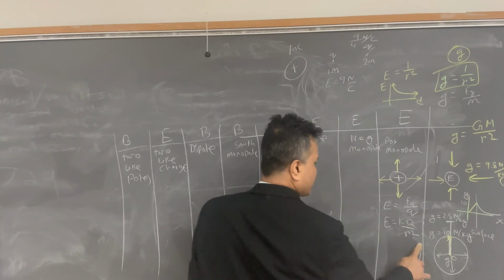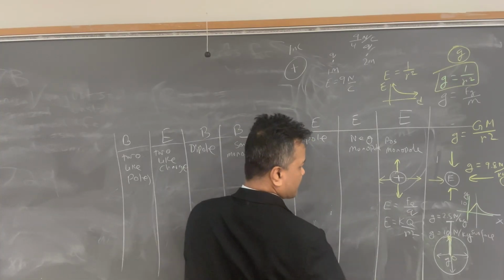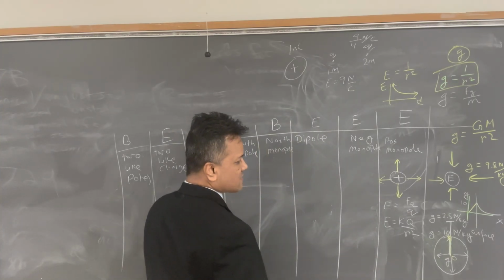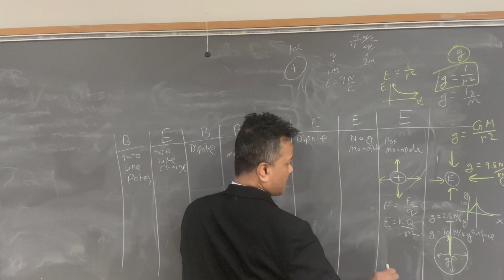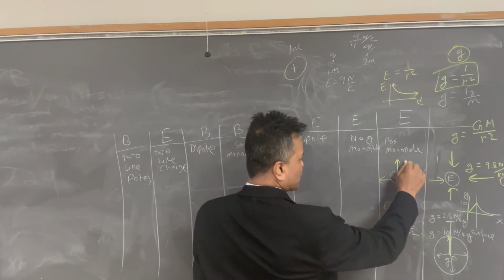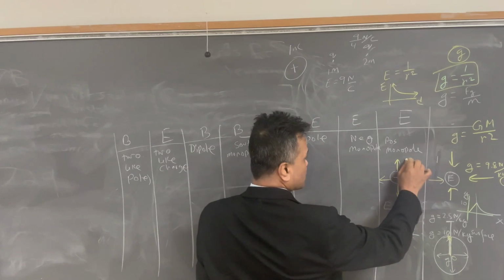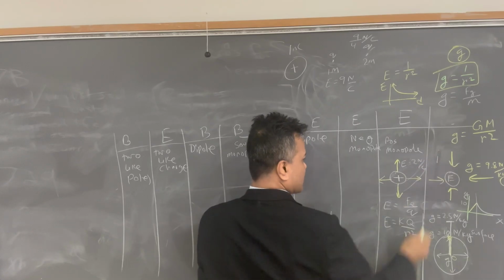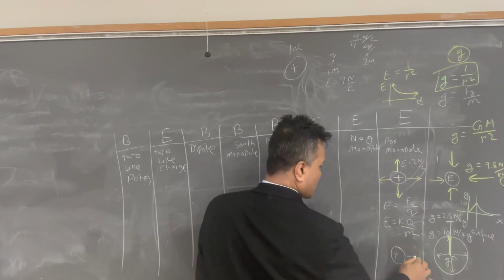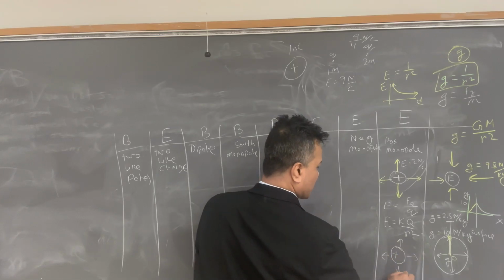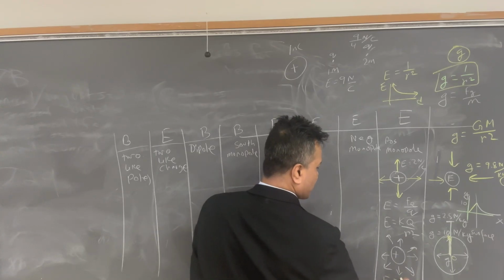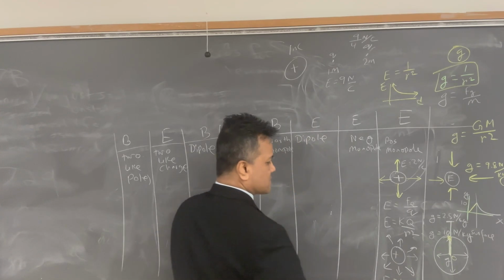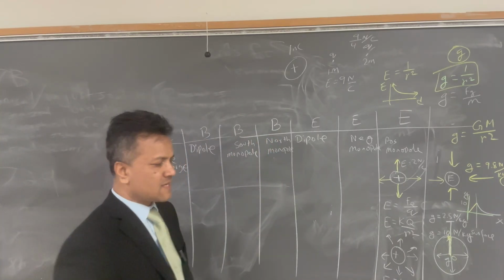Now, if you consider this one, let's consider this. If you have, say, this one is, for example, field is 2 Newton over Coulomb, then what is this one? 1, 2, 3, 4, 5, 6, 7, 8. This is going to be field is 4 Newton over Coulomb. Why is that? Because this is double as strong, because this has twice as many field lines.